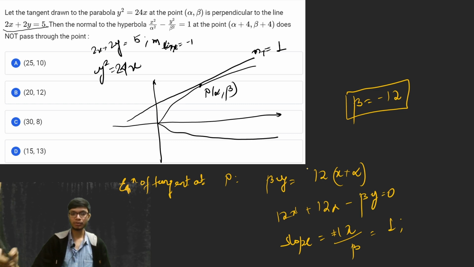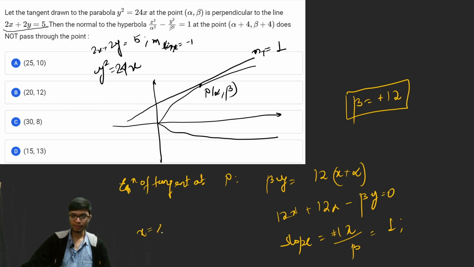The slope is basically minus the coefficient of x divided by the coefficient of y. That is the slope of the straight line. So that will be plus 12 by beta, and that is basically beta equal to plus 12. If beta is equal to plus 12, I have the value of beta. And since alpha, beta lies on this parabola, I can get the value of alpha as well.